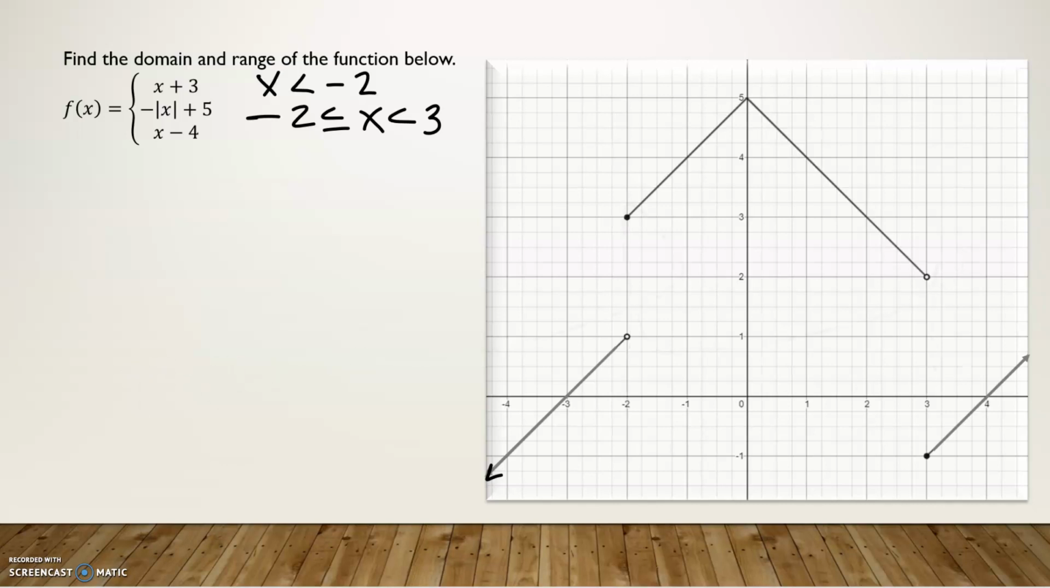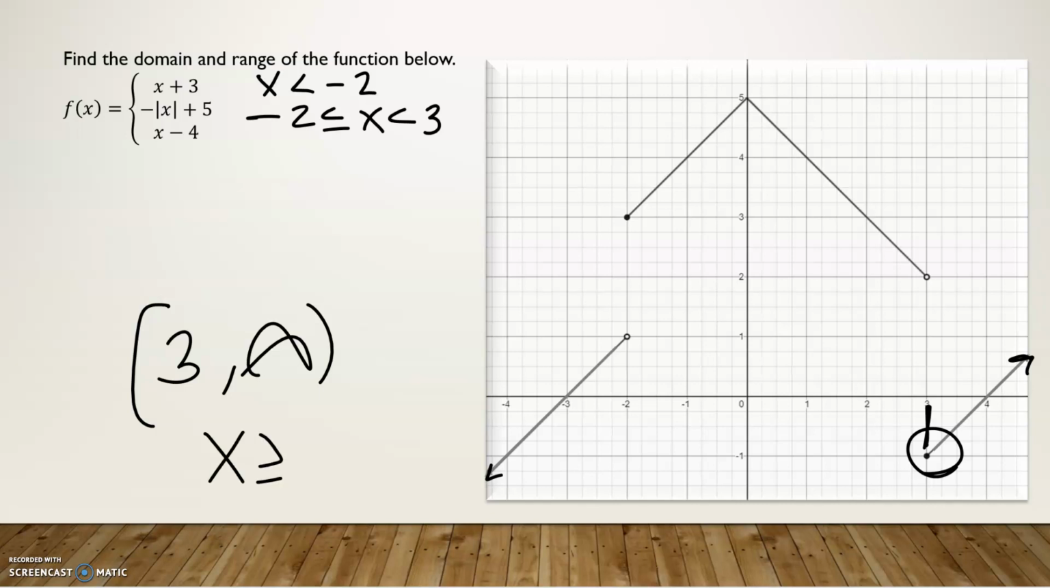Okay, and the last one looks like it starts at 3 and keeps going on forever in the positive x direction. So from 3, and we include 3 because of that closed circle right here, and it goes up to infinity. So x is greater than or equal to 3.